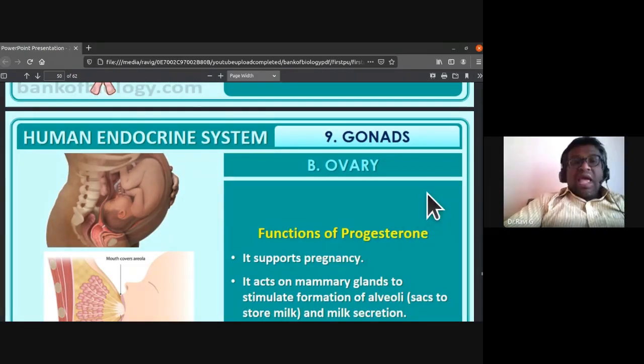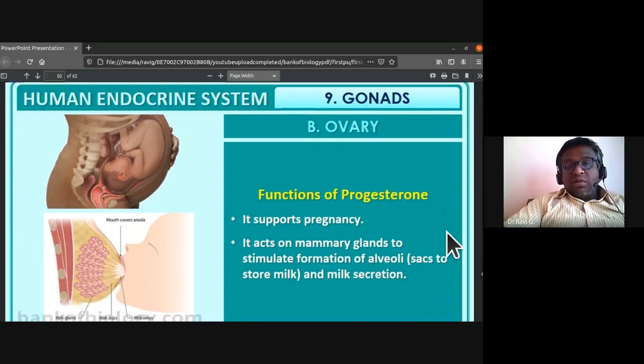So the progesterone acts on the mammary glands to stimulate the formation of alveoli, sacs to store milk, and milk secretion, especially the nursing mother should be producing the milk to feed the infant. Okay, so that is being done by the progesterone. So the progesterone supports pregnancy. It acts on mammary gland to stimulate the formation of alveoli, the sacs to store milk, and milk secretion.